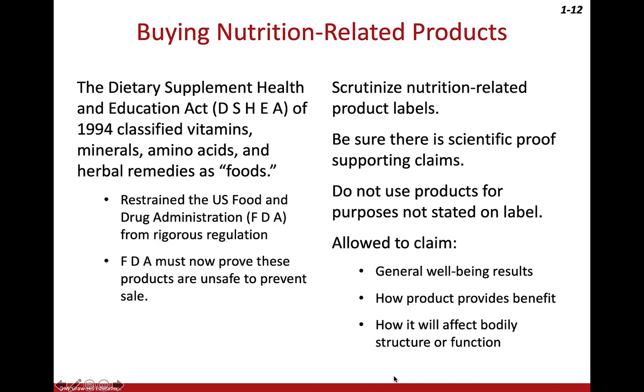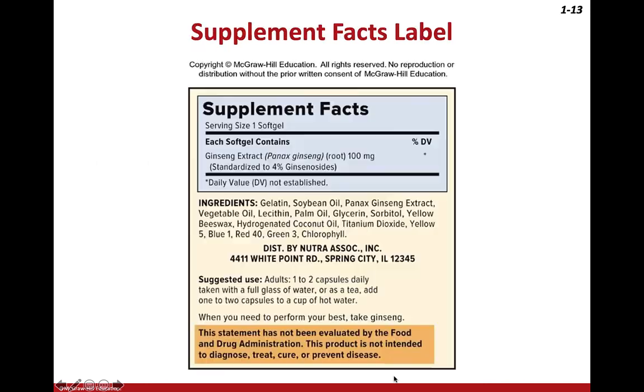Things that need to be done is scrutinizing nutrition-related product labels, make sure that there is legitimate scientific proof supporting the claims for these supplemental agents. Do not use products in which the purpose is not stated on the label. Now, these labels, according to this act, can claim the following: general well-being results, how the product provides benefit, and how it will affect bodily structure or function. So once again, this is specific to supplements and things of that nature.